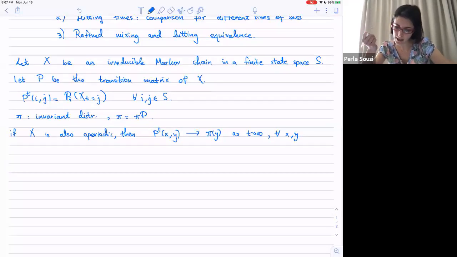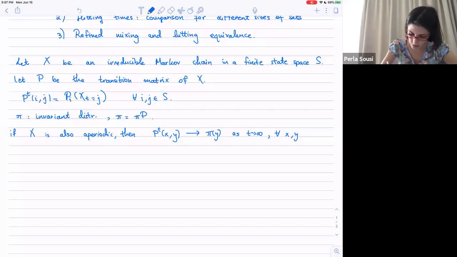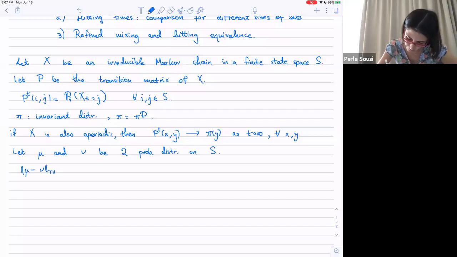The mixing time tells us about the rate of this convergence. But in order to talk about rate of convergence, we have to define the right notion of distance that we'll be considering. The distance that I will be using is going to be the total variation distance. So let me recall the definition. Suppose that we have mu and nu be two probability distributions on the set S, then the total variation distance is defined to be the maximum over all subsets A of S of the absolute value of mu(A) minus nu(A).